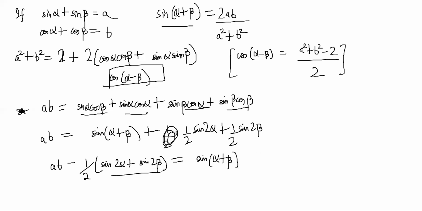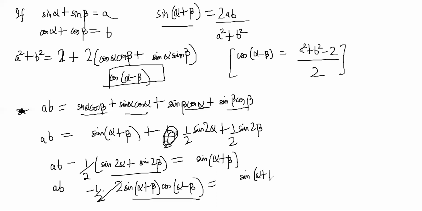So this one, can we write it as 2 sine alpha plus beta cos alpha minus beta, minus half into this, right? So this AB minus this thing is equal to sine alpha plus beta, right? So now take this on the right hand side. You get sine alpha plus beta common, and 1 plus cos alpha minus beta is equal to AB, right?